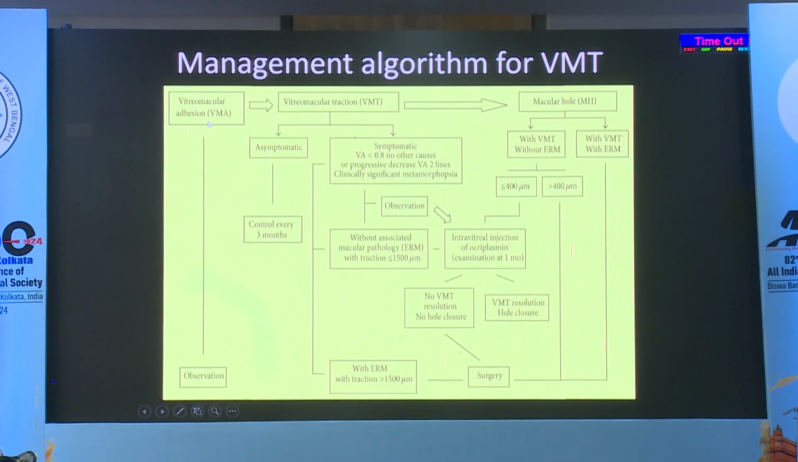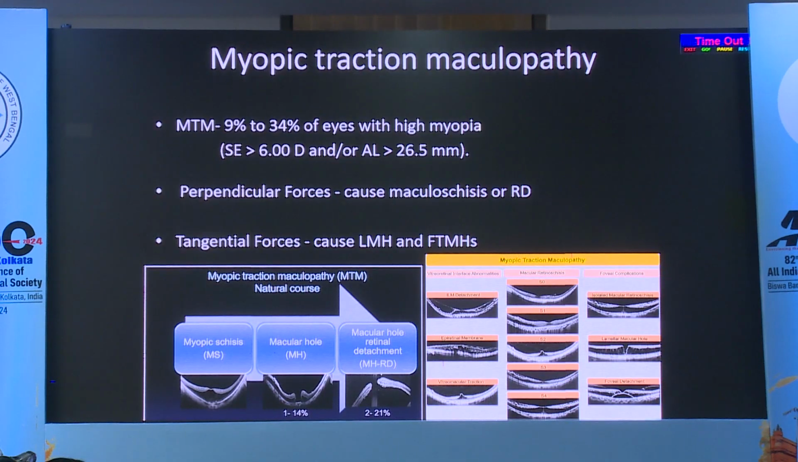So if you see a VMA, you can just observe. If you see a VMT that is asymptomatic, you can follow up every 3 months. If there is an associated thin ERM of less than 1500 microns, it can sometimes respond to pharmacological vitreolysis. But with VMT and ERM, if the ERM is more than 1500 microns, you need to resort to a surgical maneuver rather than pharmacological treatment or observation.